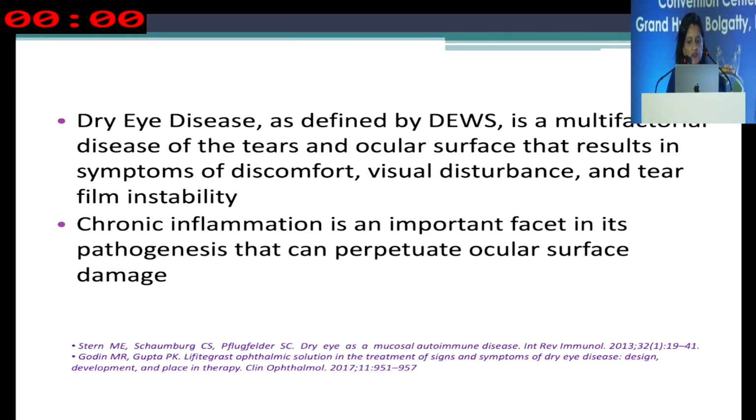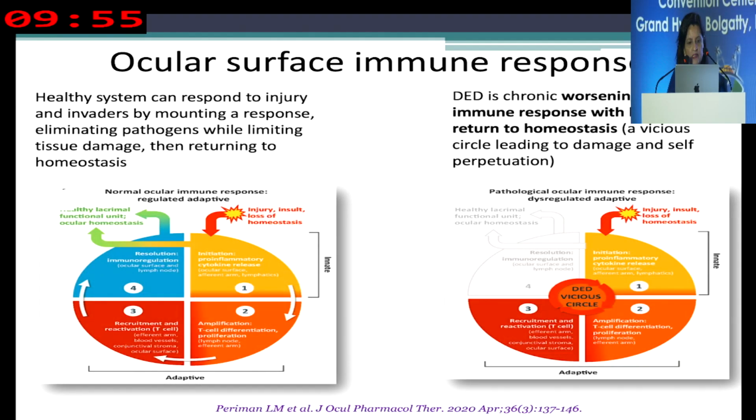So dry eye disease, as we know, is defined by DEWS as a multifactorial disease of tears and ocular surface, which results in the symptoms of discomfort, visual disturbance, and tear film instability. And chronic inflammation is an important part in its pathogenesis.